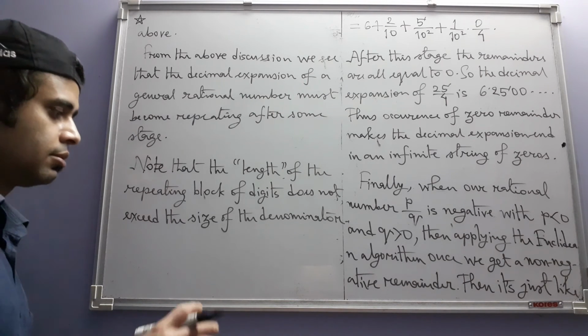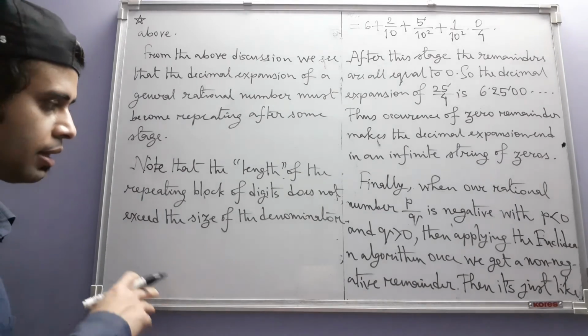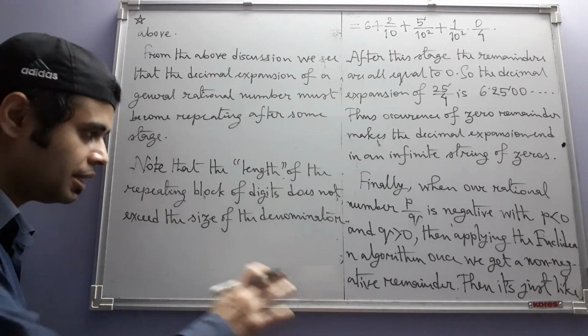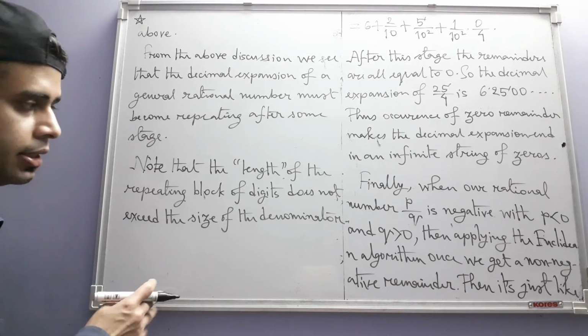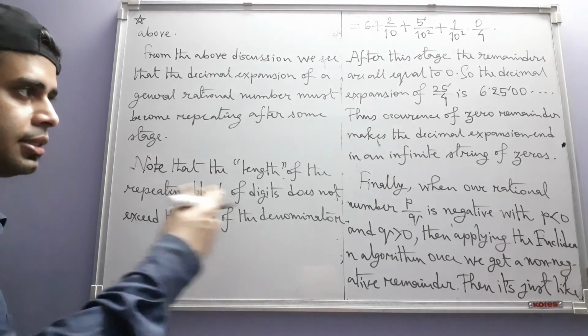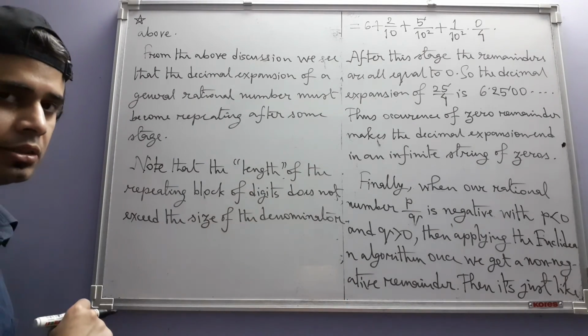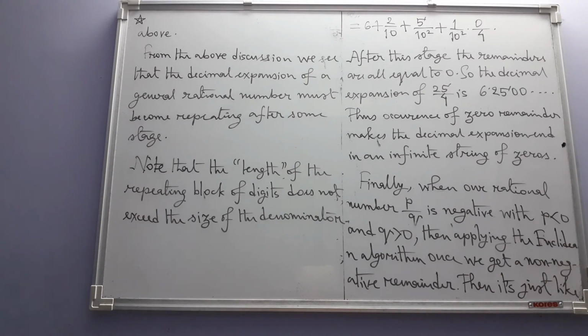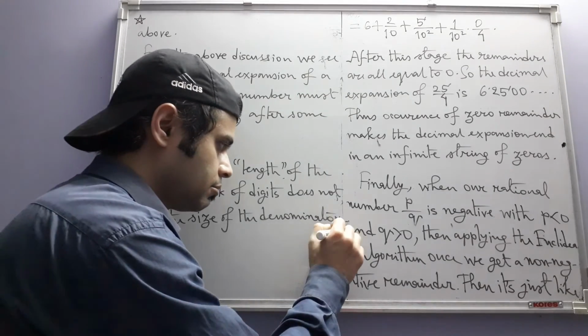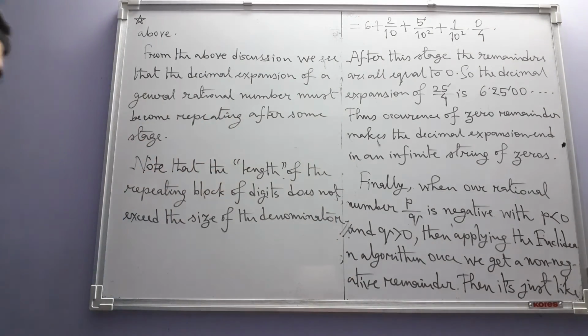That is because we are dividing by that number and the remainders are determining the block of digits that gets repeated. So its length can never exceed the size of the divisor. Okay, so with this observation and everything, the first set of exercises in ring theory is now over. So after this we will start homomorphisms, ideals, kernels of rings, those things.